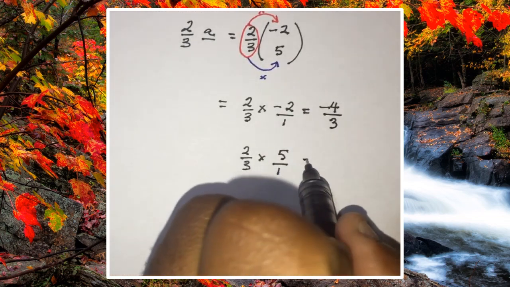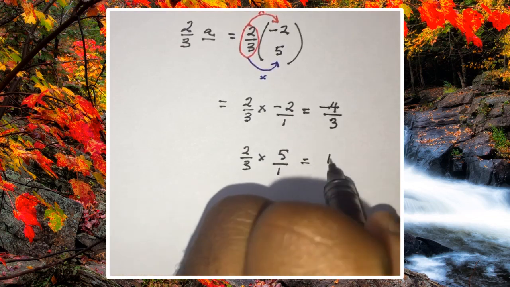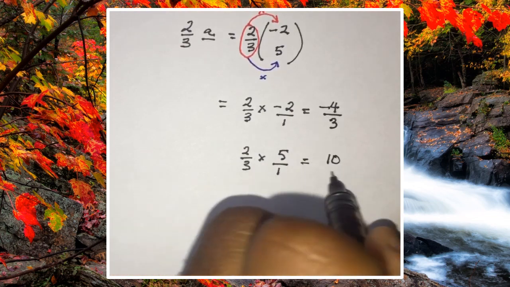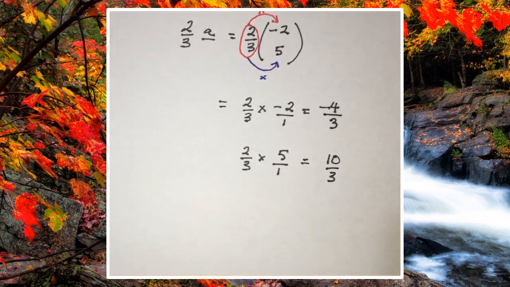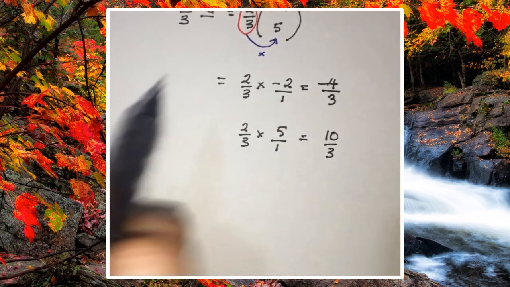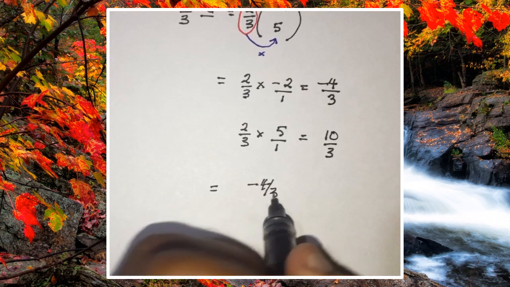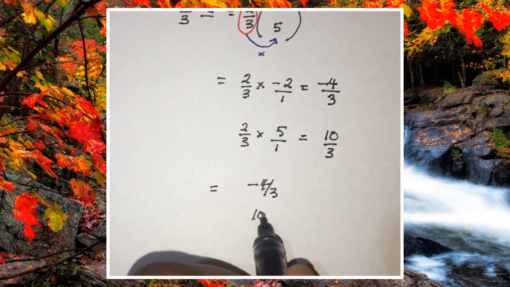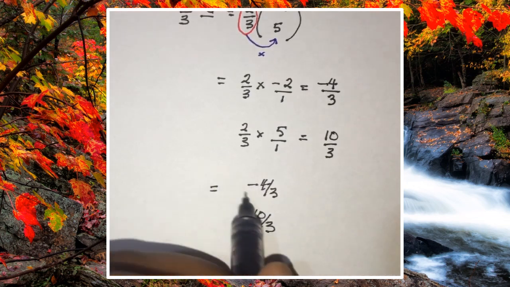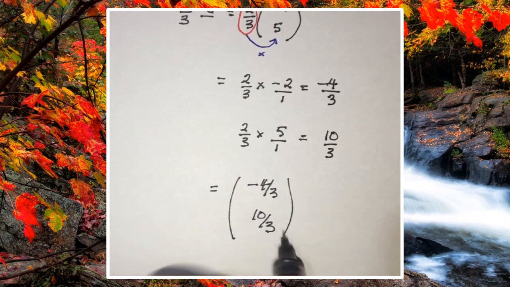Come now. 2 times 5 will give us 10. And 3 times 1 will give us just 3. So when you look at it, we'll have this -4 over 3, and we'll have this 10 over 3. See? Easy. And you can call it done.